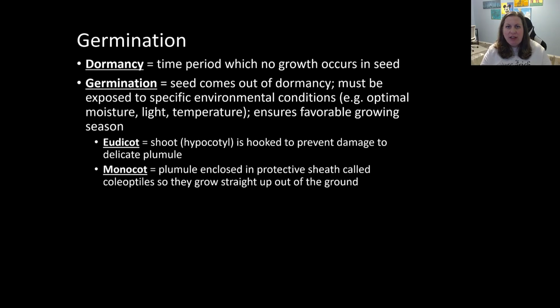I'll show you a picture of it in just a second. The monocot, on the other hand, has a plume that's enclosed more in a protective sheath, and it's going to then push straight out of the ground. Okay, and so there's going to be a difference in how they grow.